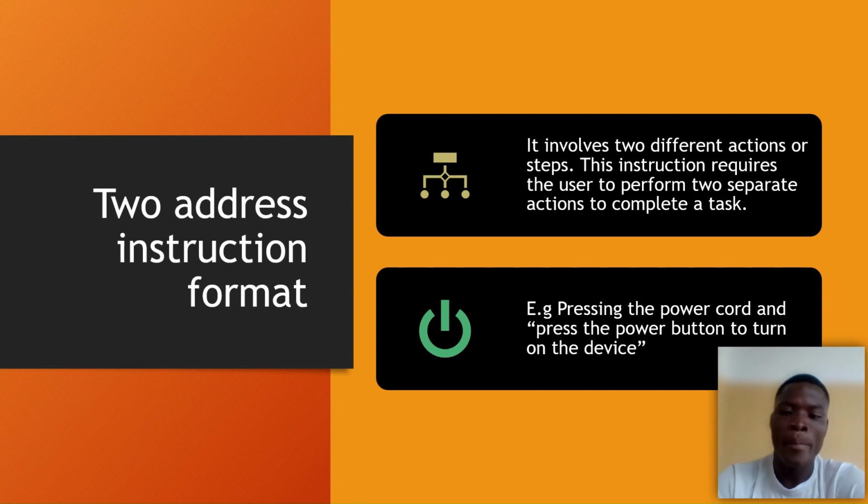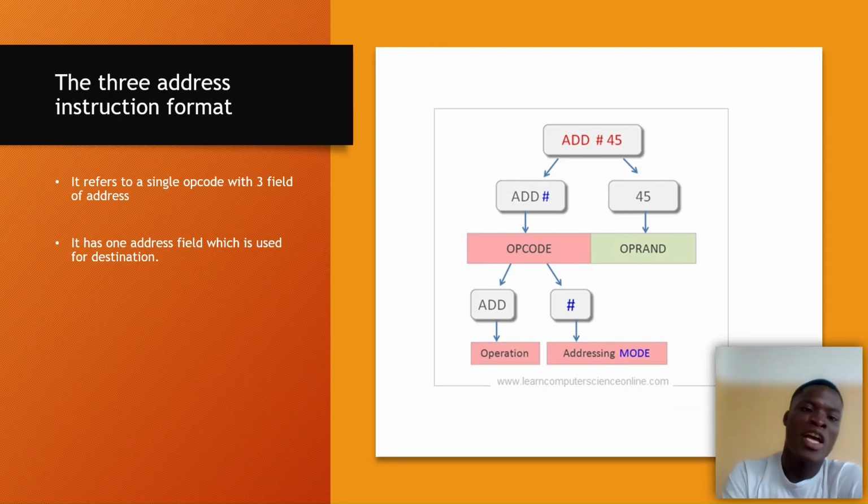The last type of instruction format is the three address instruction format. In this type of instruction format, it refers to a single opcode with three address fields. It has one address field which is used for the destination, and two for sources. An example is the picture here.